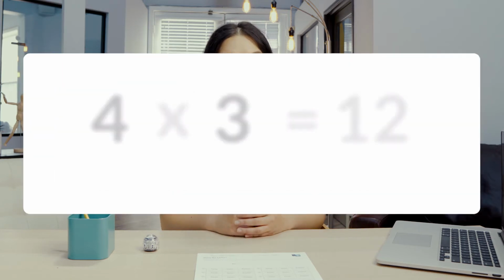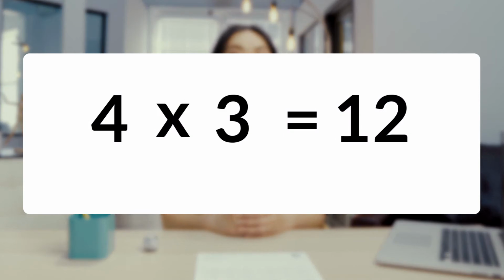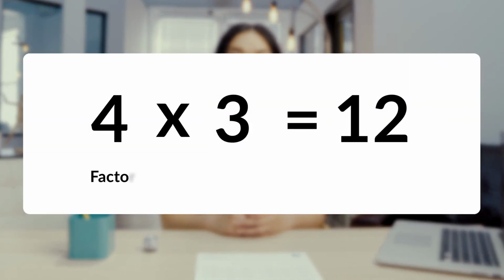The answer in a multiplication sentence is called the product. Here is the multiplication sentence: 4 times 3 equals 12. In this example, 12 is the product. The numbers that give a product when multiplied together are called factors. In this example, 4 and 3 are factors of 12.